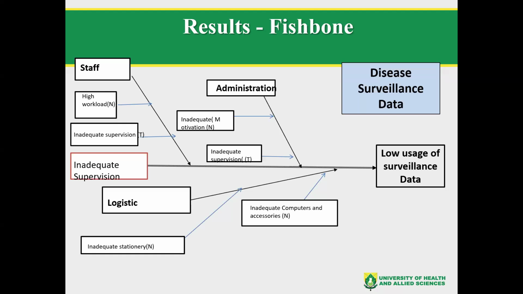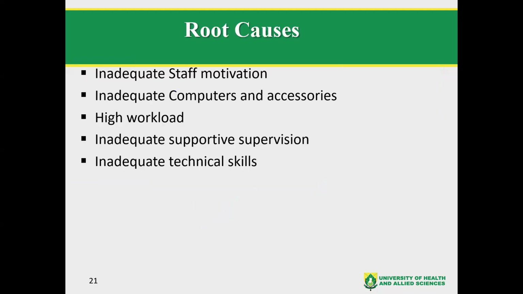Inadequate computers and accessories, even logistics, inadequate stationery. So they are not able to even print the surveillance forms to get the data. And so if the data is not reliable, how do you use it for decision making? In terms of staff, they also reported high workload, inadequate supervision. So some of these things got repeated.